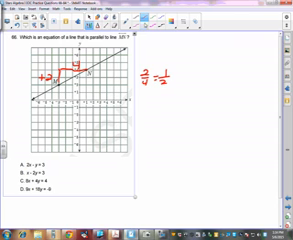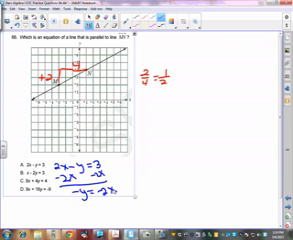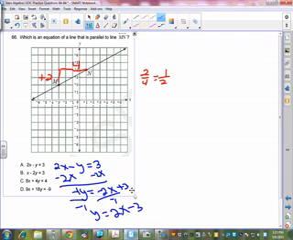Now notice these are all in standard form, so we're going to have to put these into slope-intercept form before we find the answer. The first one, we solve for y. We subtract 2x from both sides. You have negative y equal negative 2x plus 3. Divide by negative 1. And we have y equal positive 2x minus 3. Well, that slope is not positive 2, and the y-intercept is not negative 3, so it can't be A. Let's try B.